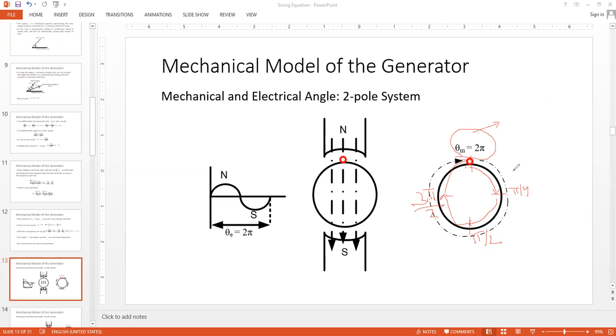If we try to differentiate the mechanical measurement from the electrical measurement: the mechanical measurement doesn't depend on the electrical flux direction, because it is a mechanical measurement. Physically, how much you are moving in the real world, that is the mechanical measurement. It doesn't depend on the number and location of magnetic poles.